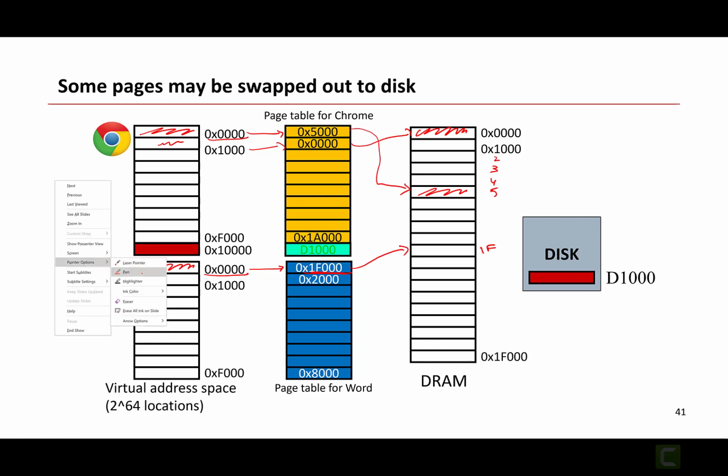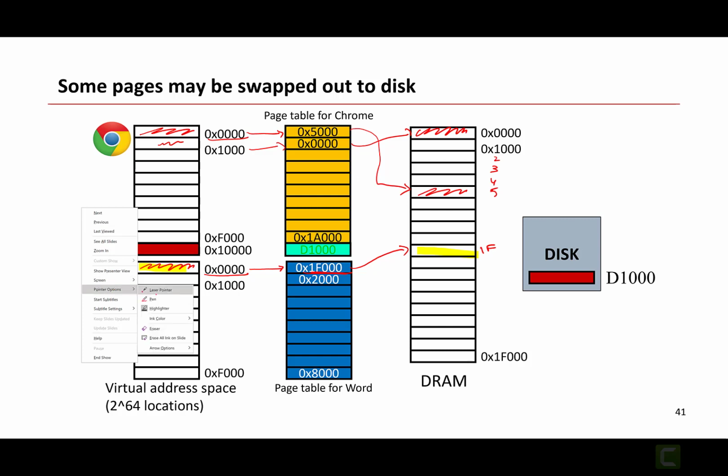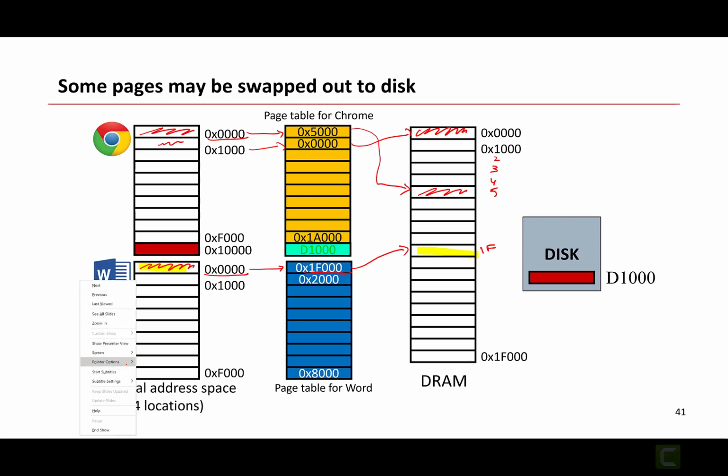Let me highlight this using my highlighter. So this data is going to be stored over here. Okay. Now you can see, let me highlight the 0th data for my Chrome as well. So the green data corresponds to the address 0 of Chrome, and is stored in a different physical page.